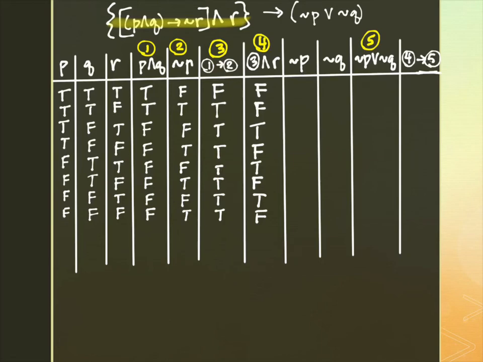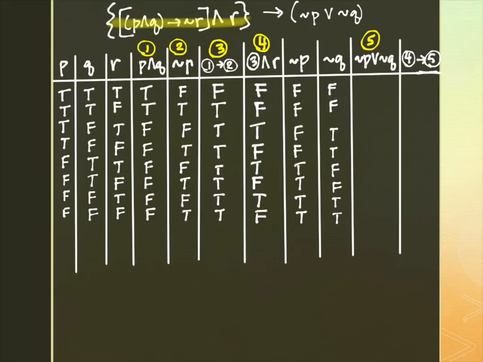Okay, tilde P. Yeah, so false, false, false, false, true, true, true, true. Tilde Q. False, false, true, true, false, false, true, true. We're almost done. We're so close.